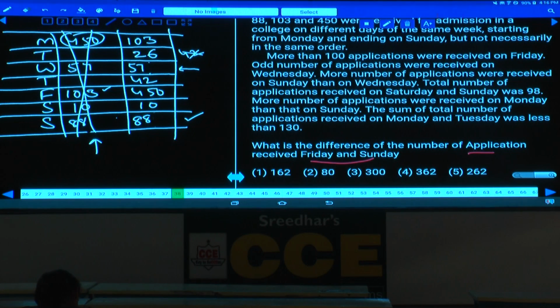Then question number 38, what is the difference of the number of applications received between Friday and Sunday? Friday it is 450 and Sunday is so much? Sunday 88. Then what is the difference between these two? 450 and 88. The difference is 362. That is choice 4.